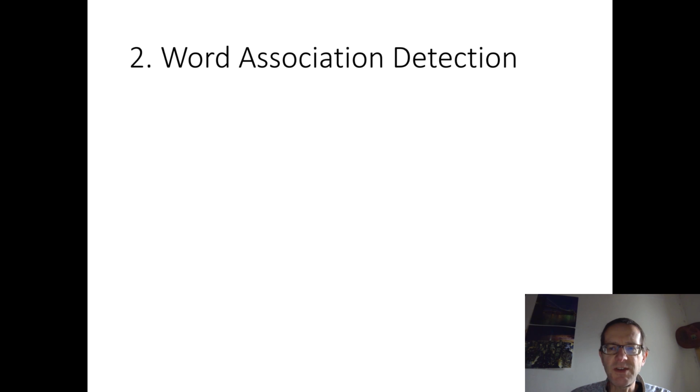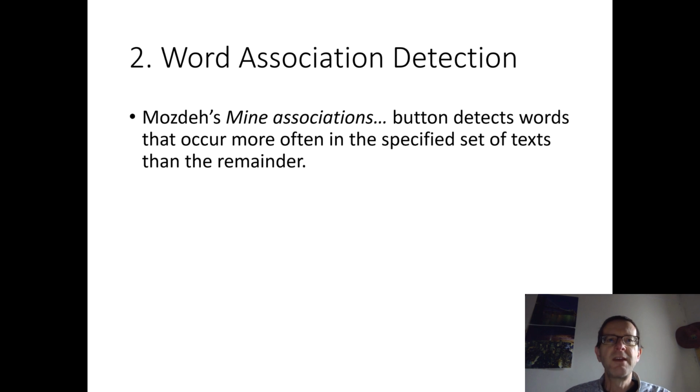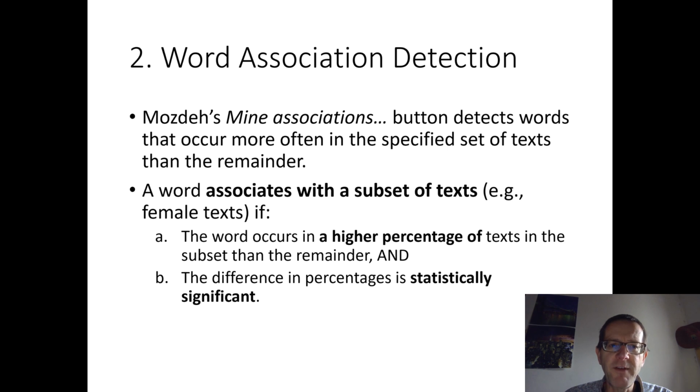Okay, stage 2, word association detection. So this is the easy stage for the human and the hard stage for Mozdeh. It has to do a lot of work. So we use Mozdeh's mine associations button to detect words that occur more often in the specified set of text than the remainder or the second set. So it finds words that associate with a subset of text in the sense that first, the word occurs in a higher percentage of texts in the subset than the remainder or the second set. And the difference between the percentages is statistically significant.